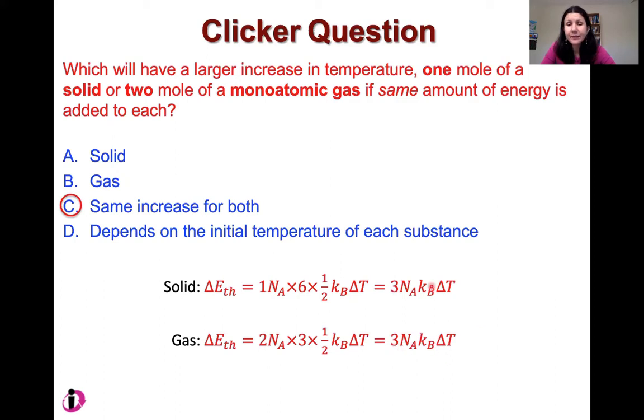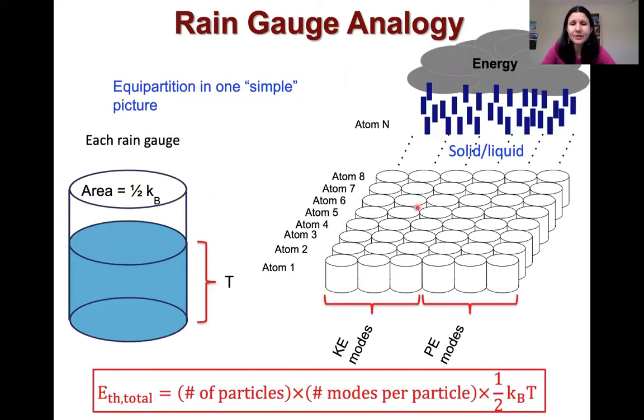So you see that if the change in E thermal, if we're adding the same amount of energy, because this prefactor is the same, they will have the same increase in temperature. So in a sense, if we go back to this analogy, what was the difference?